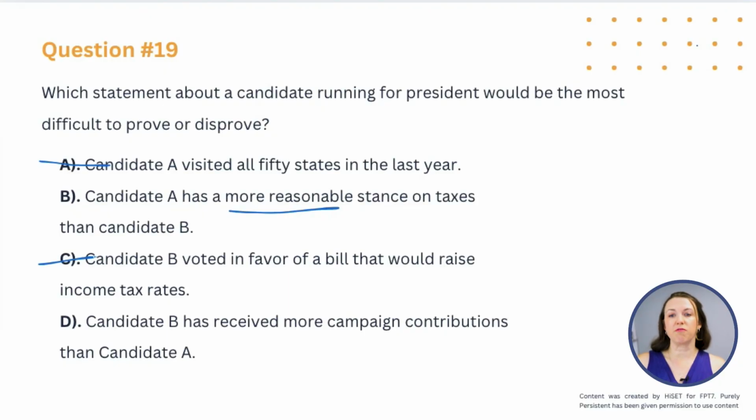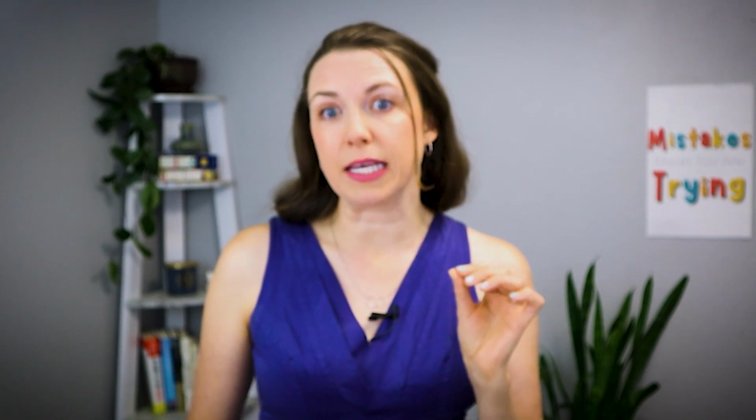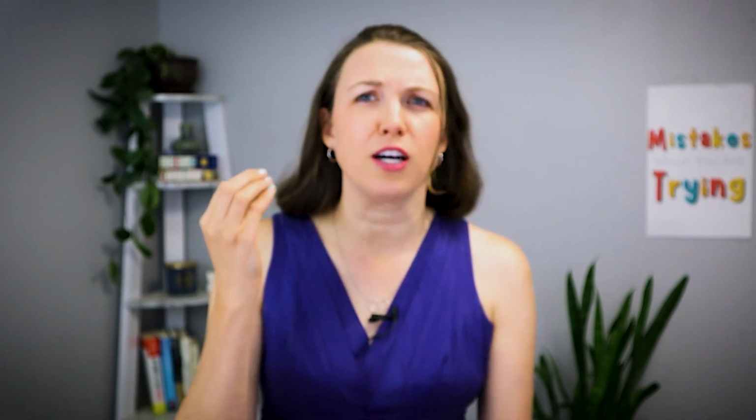Candidate B received more campaign contributions than candidate A. Again, yes, this is public information that can be easily proved or disproved. So here the answer is B, and it's really because of that subjective more reasonable, not knowing exactly what more reasonable means. We need a quantitative number or something that we can prove.